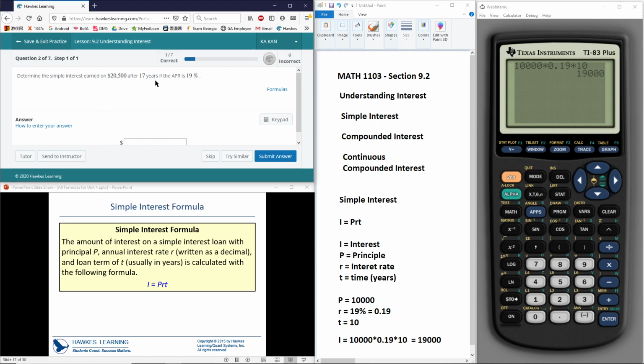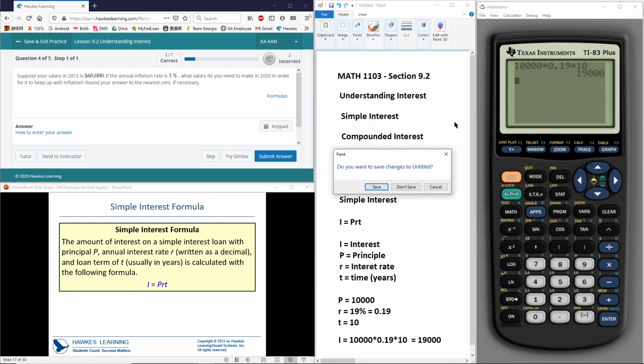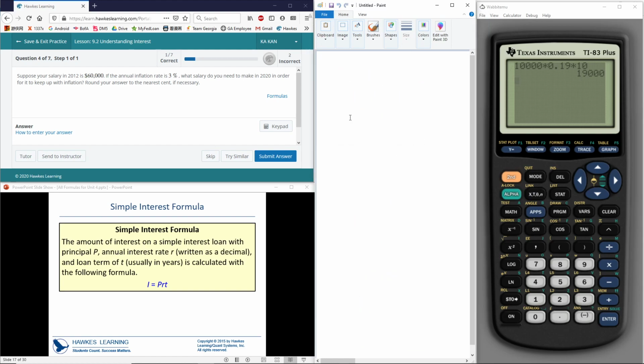Now, this next one is the same thing, just a different principal, different time, and different rate. Oh, same rate actually. So you just use the same formula. And this one is supposed to start with 60,000. If the annual inflation rate is 3%, what salary do you have to make in 2020 to keep up with inflation? Now, this one's a little bit tougher. You have to think about it.